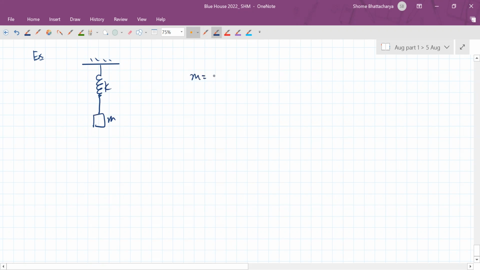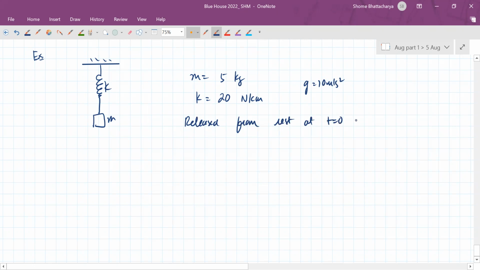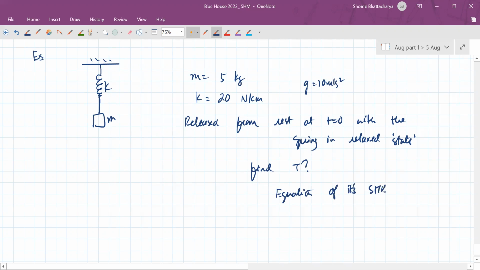So we have a spring mass system with the mass of the block as, let's say, 5 kilograms and the spring constant as 20 newtons per centimeter. g is equal to 10 meters per second squared. Now it is released from rest at t equal to 0 with the spring in relaxed state. So find the time period and the equation of its SHM.